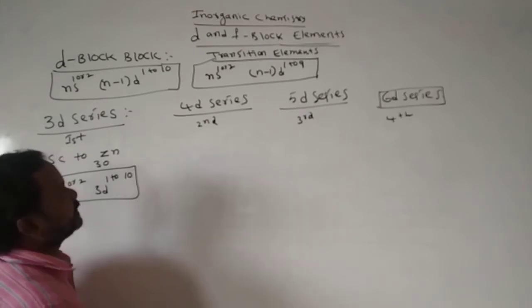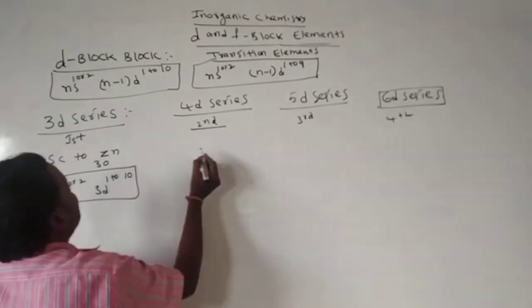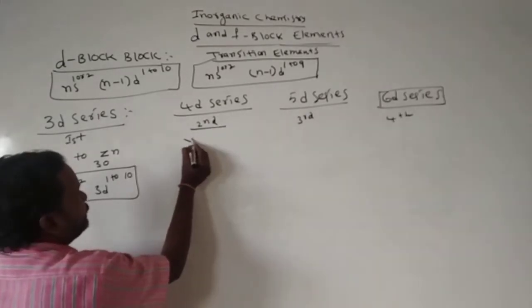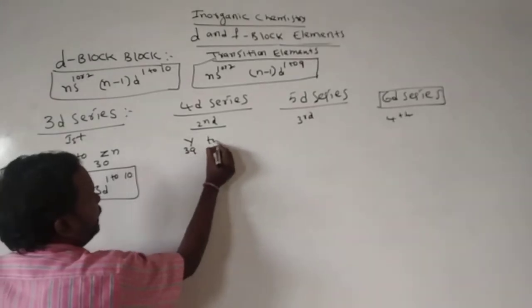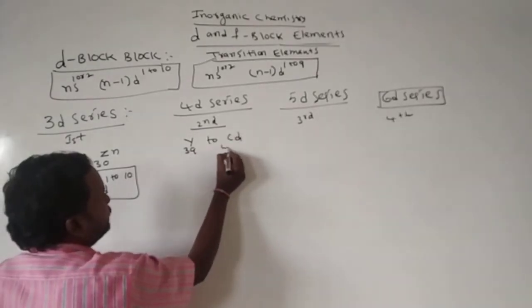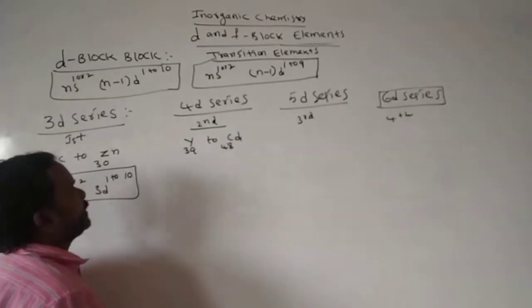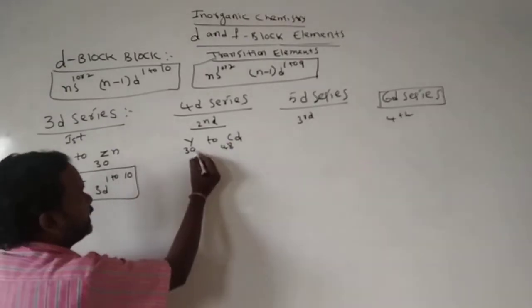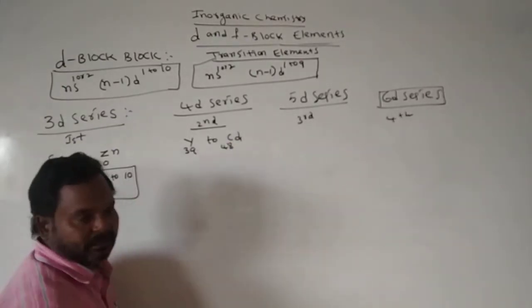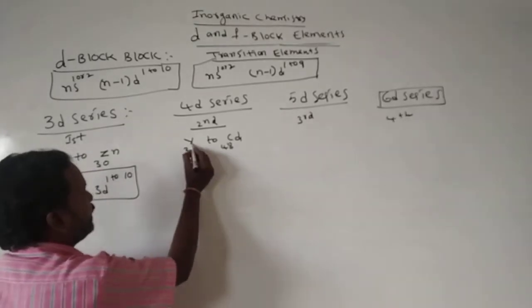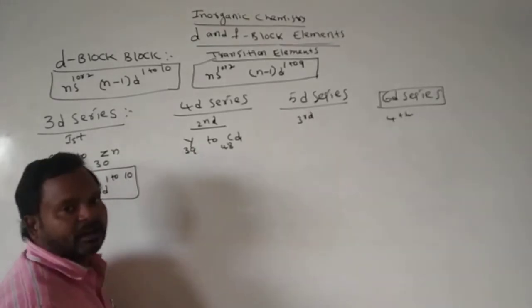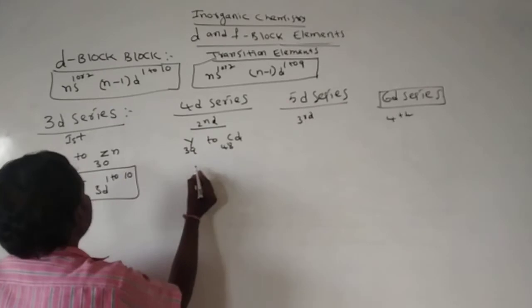4D series elements, the second transition elements. Yttrium 39 to cadmium 48. What is the 39? What is the 48? The atomic number. Yttrium 39 to cadmium 48, all these elements belong to the 4D series.